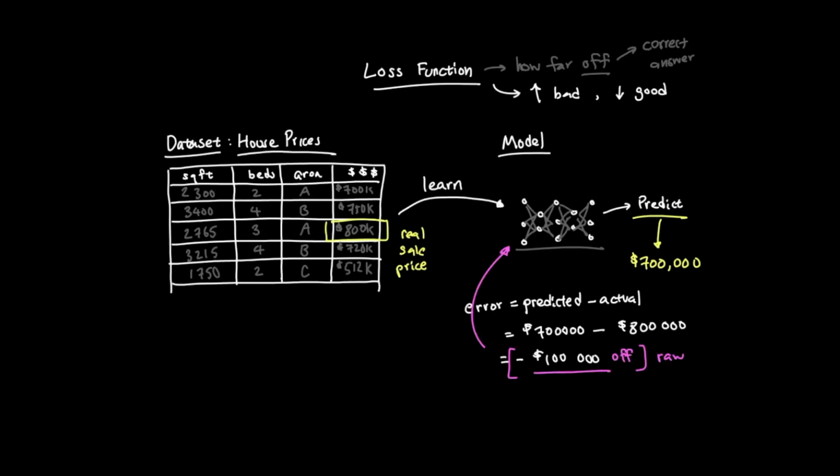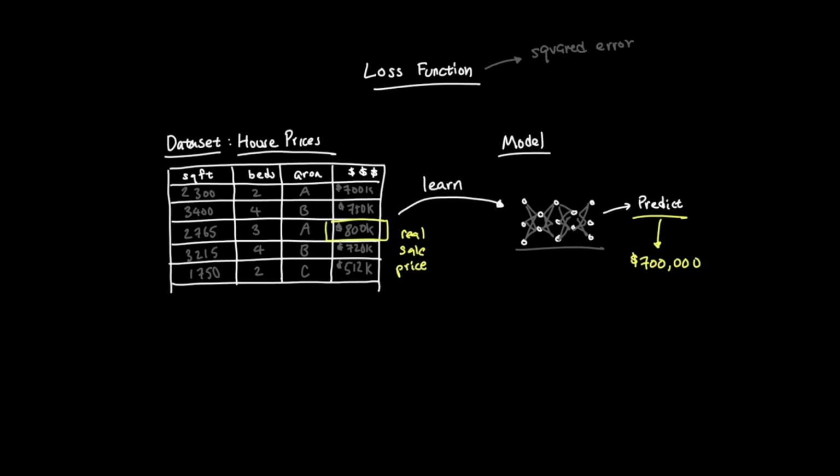But using raw error by itself can create a lot of problems. If one house is under predicted by $100,000 and another house is over predicted by $100,000, these errors can actually cancel each other out. The average error might even look close to zero, even though the model is making big mistakes. So one common approach is to square the error.